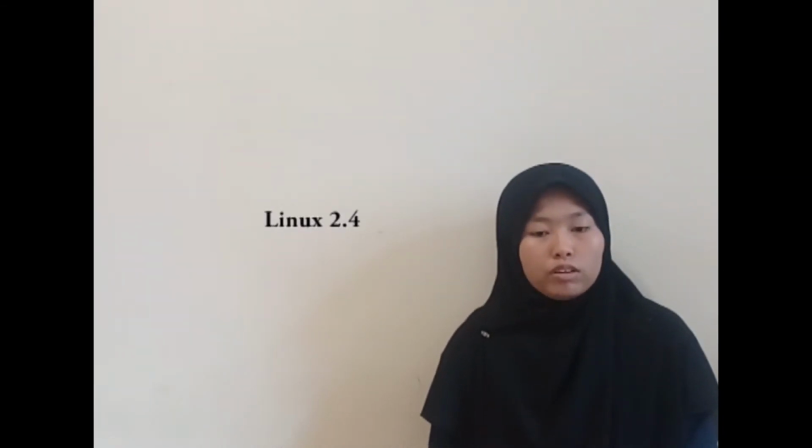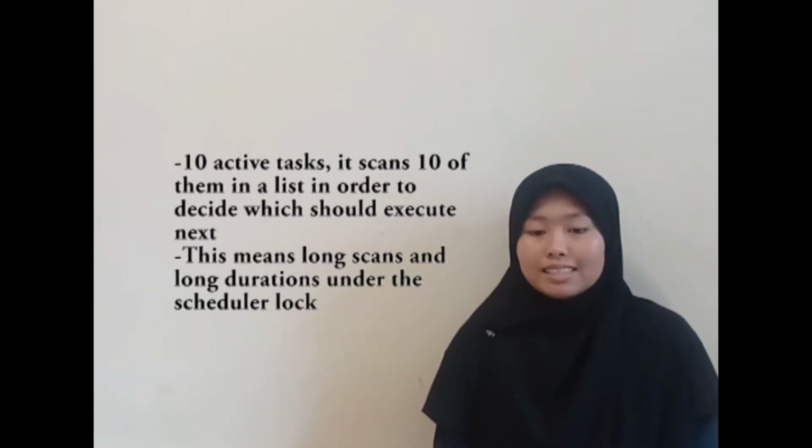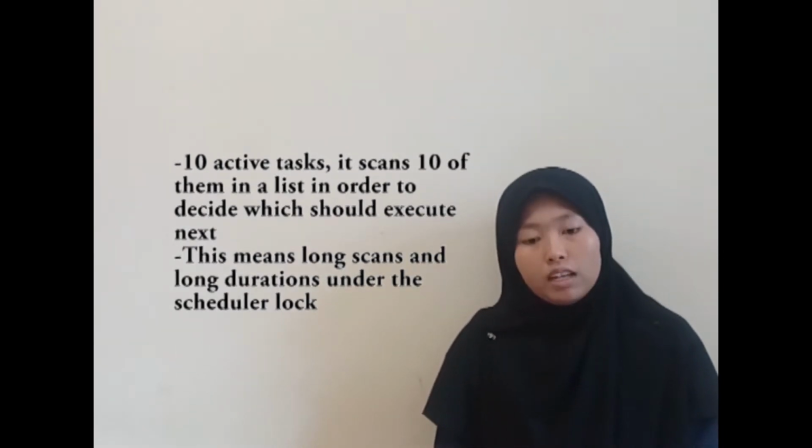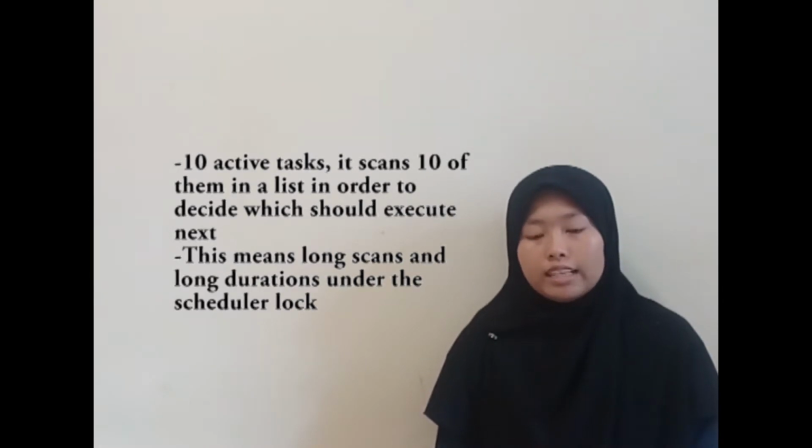Scheduling. The Linux 2.4 scheduler: if there are 10 active tasks, it scans all 10 of them in the list in order to decide which should execute next. This means a long scan and long duration under the schedule lock.